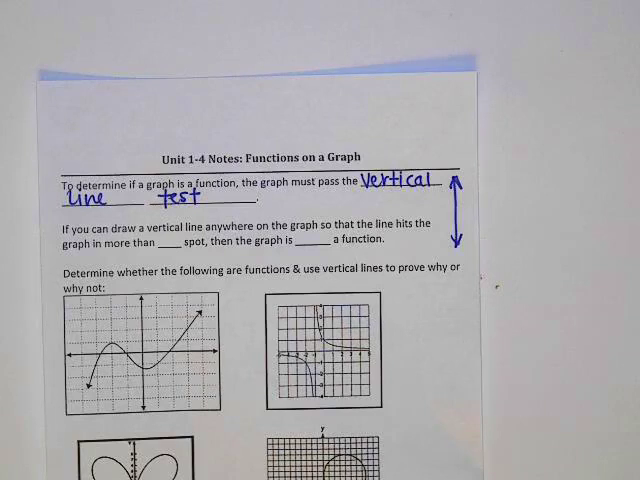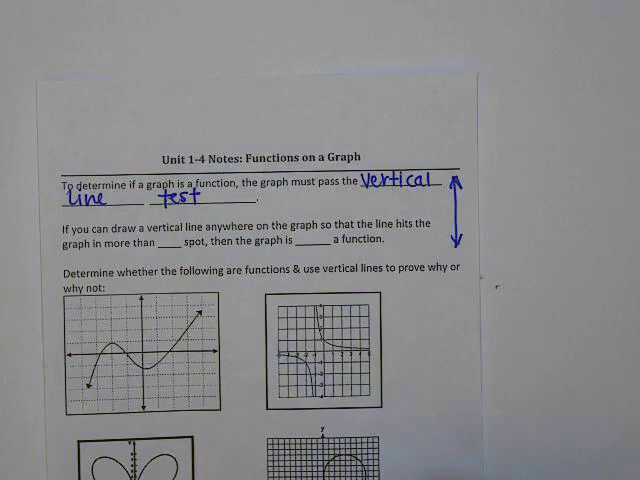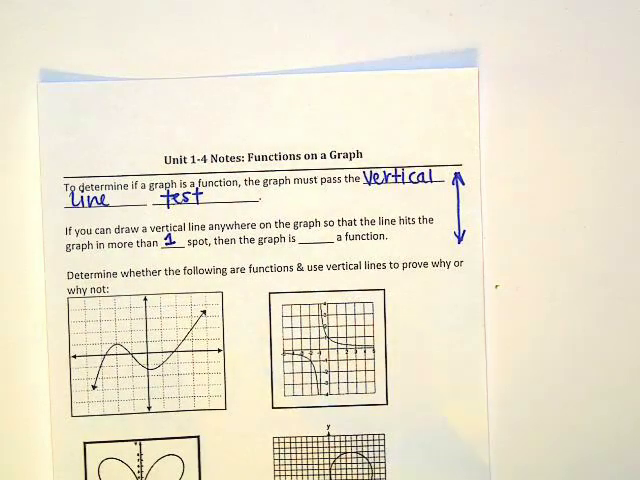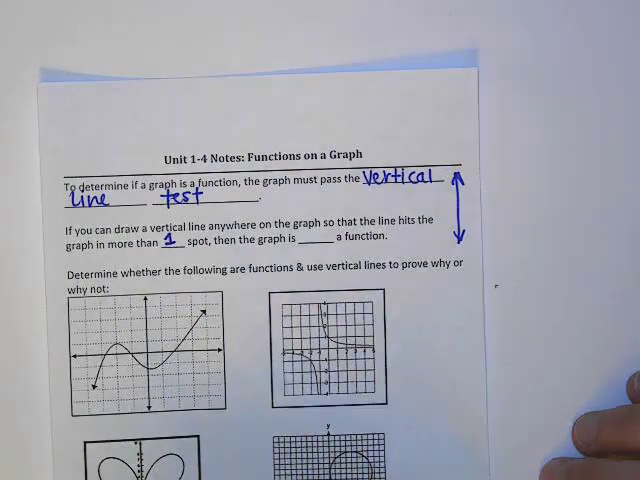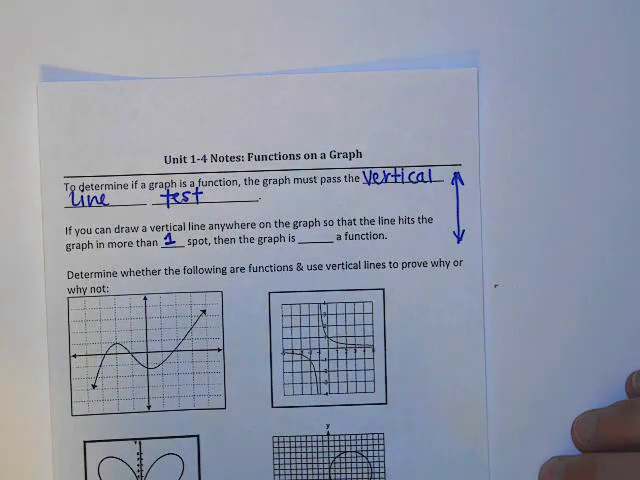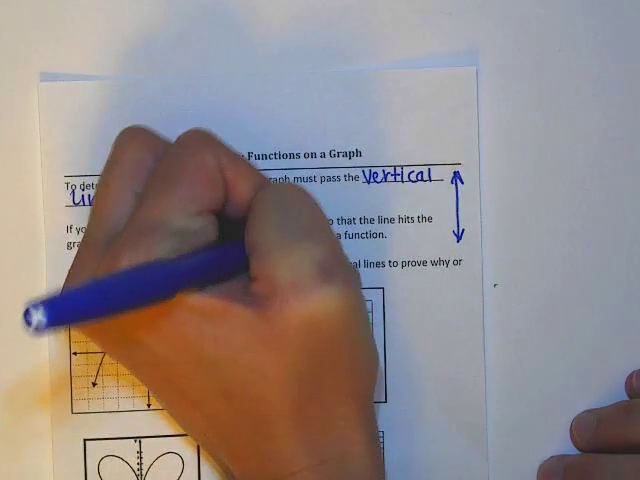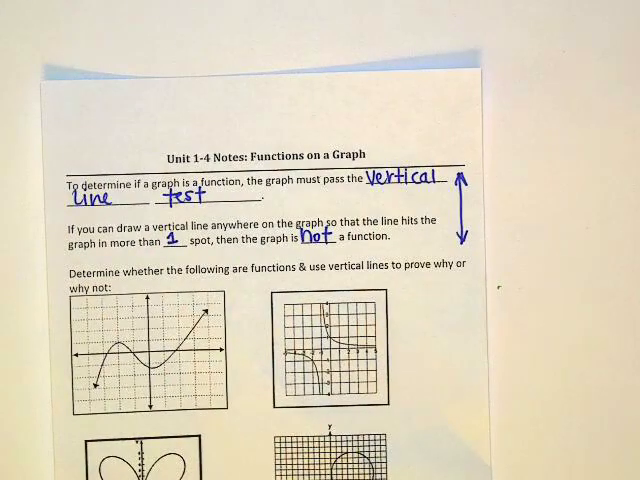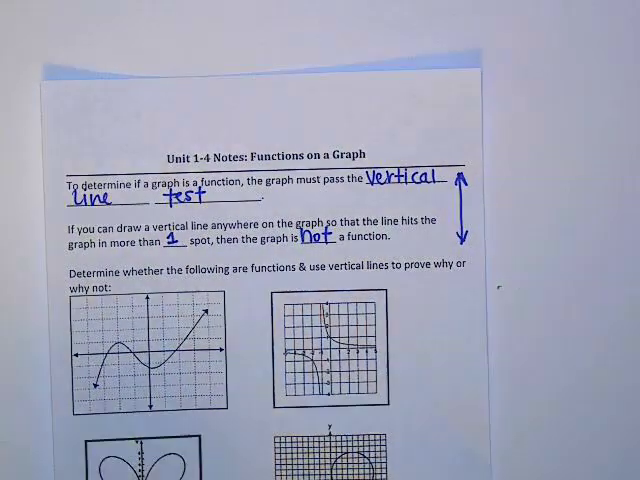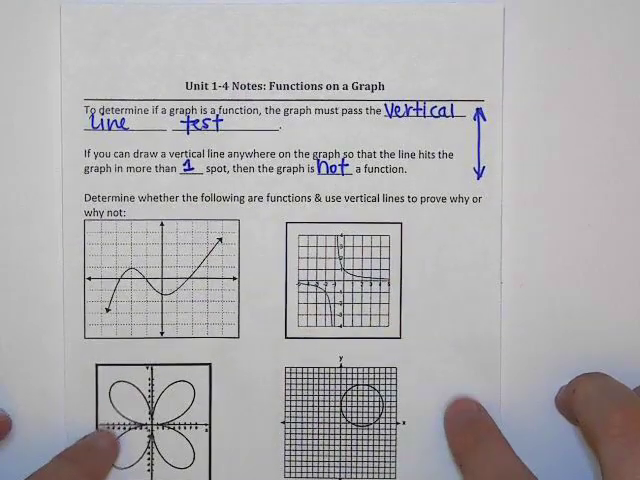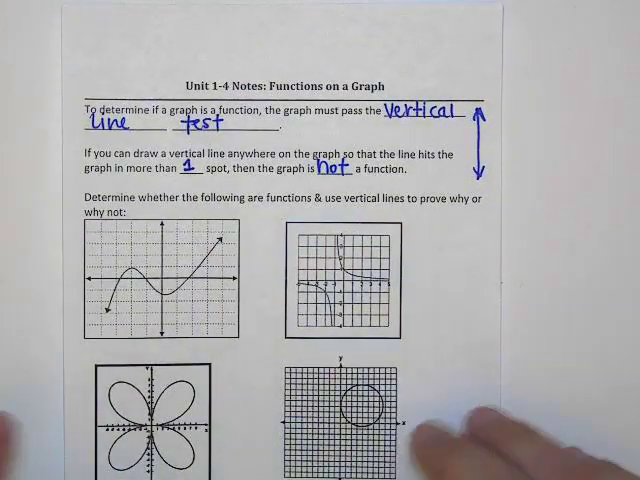It says if you can draw a vertical line anywhere on the graph so that it hits the graph no more than one spot, the graph is a function. If you can draw a line on the graph so that the line hits the graph more than one spot, then the graph is not. If it hits more than once, it is not. Alright, so look. It says determine whether the following are functions. Use the vertical lines to prove why or why not.